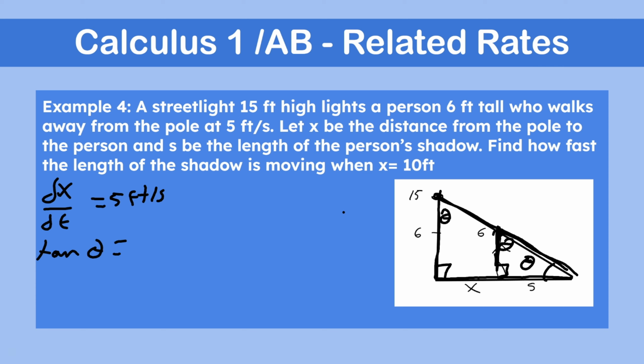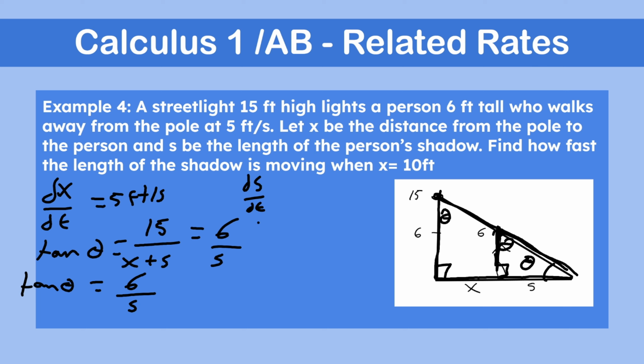So tangent of theta for the big triangle is 15 over x plus s, and tangent theta for the tiny triangle is equal to 6 over s. But these two are going to be the same. So what we can do is solve for s, because we're trying to see the rate of change of s with respect to time. So we're going to have to solve for s.